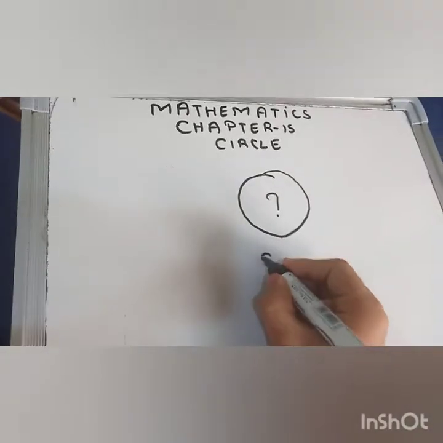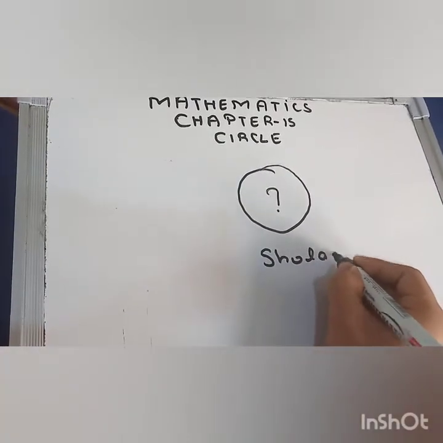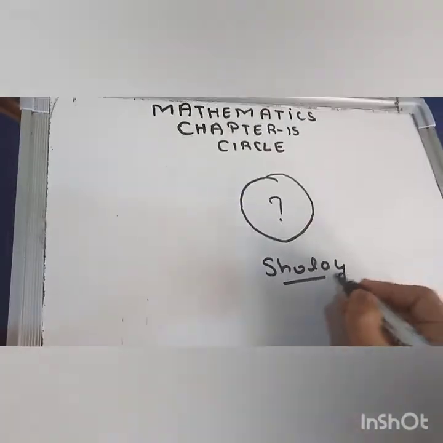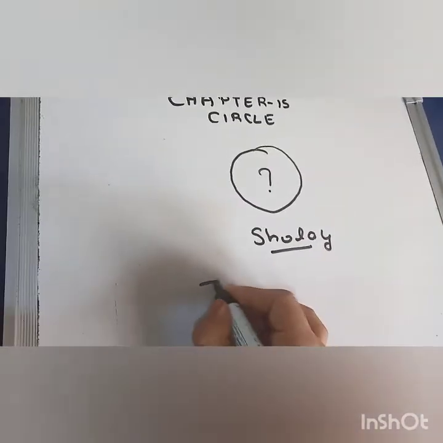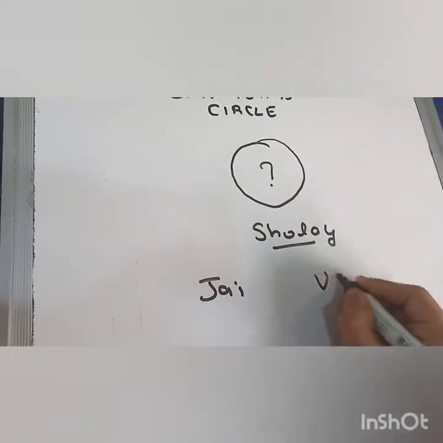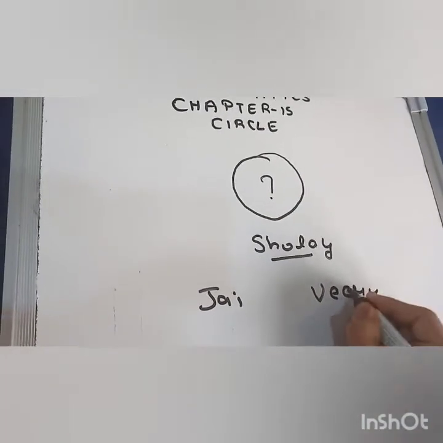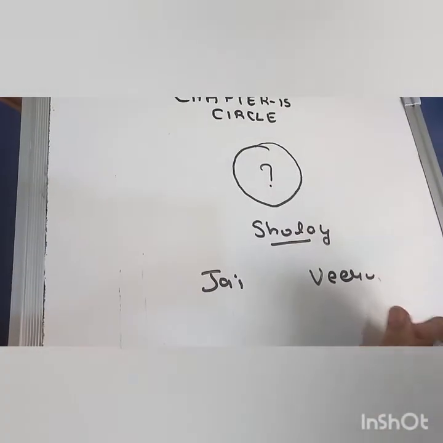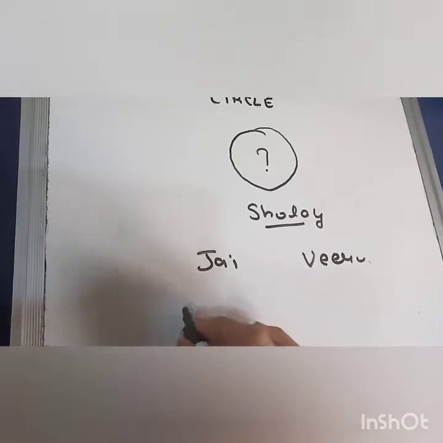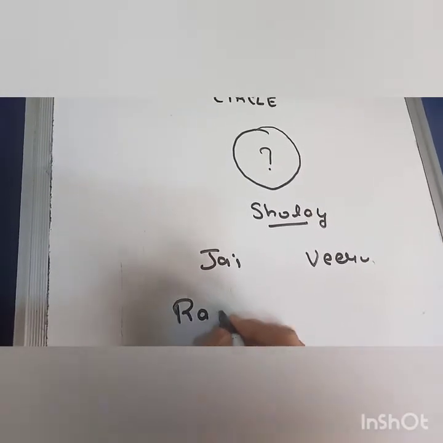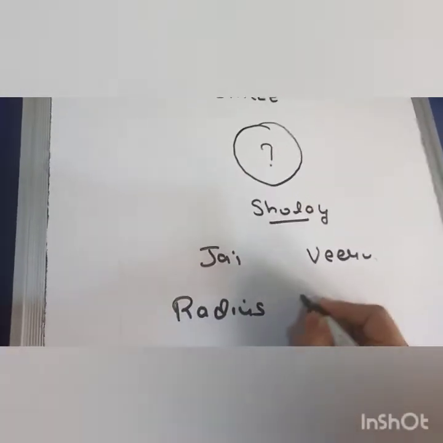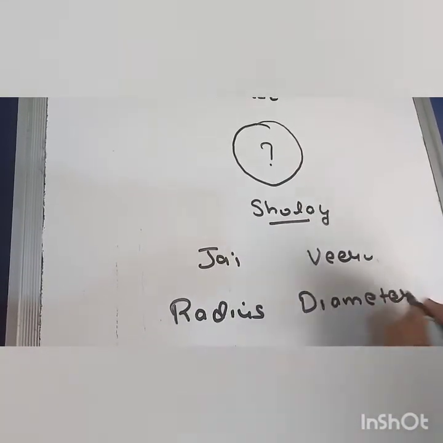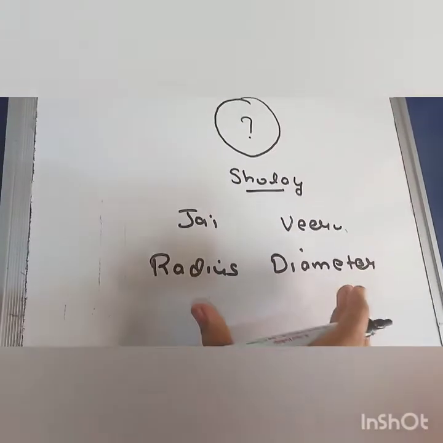So, have you seen the movie Sholay? Yes, of course, everyone must have seen it. So, what were the two main characters of Sholay? Jay and Veeru. Similarly, in chapter Circle, we also have two main characters. And the two main characters are radius and diameter. Okay, so let us understand what are they two.